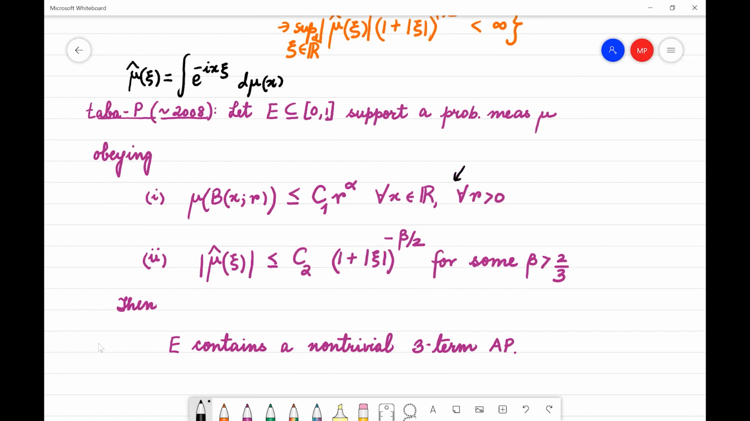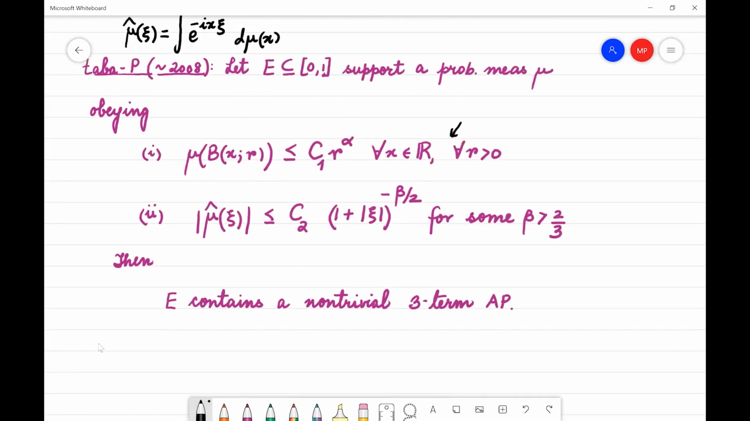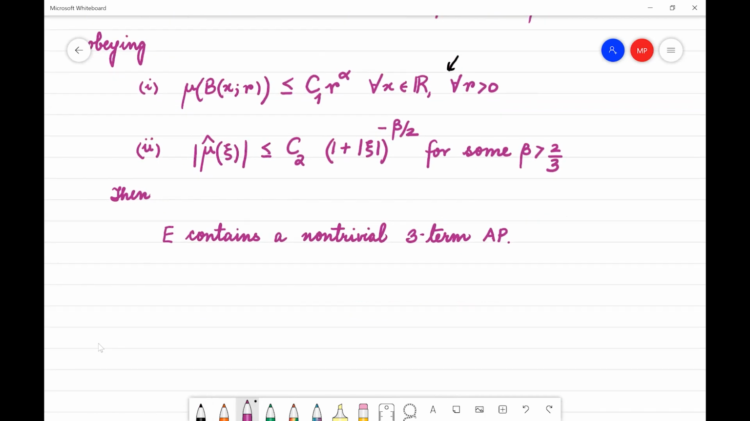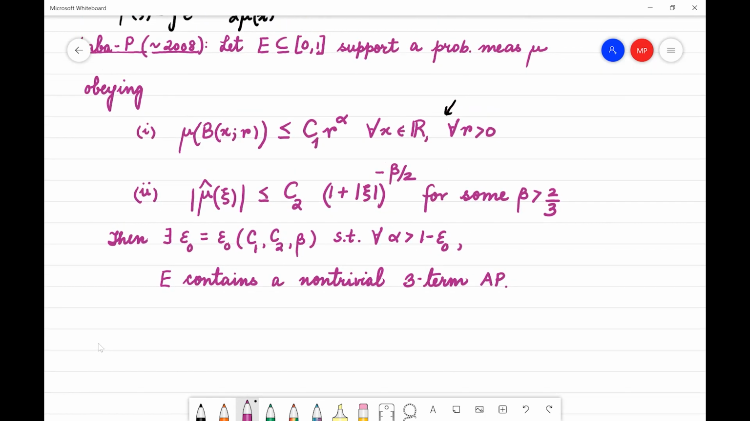Oh, I'm sorry, I forgot to put in some quantifiers without which this isn't quite right. Then there exists an epsilon naught, and this epsilon naught is tiny and depends only on C1, C2, and beta, such that whenever alpha is larger than 1 minus epsilon naught, this E contains a non-trivial three-term AP. Okay, so at least I have the quantifiers there.